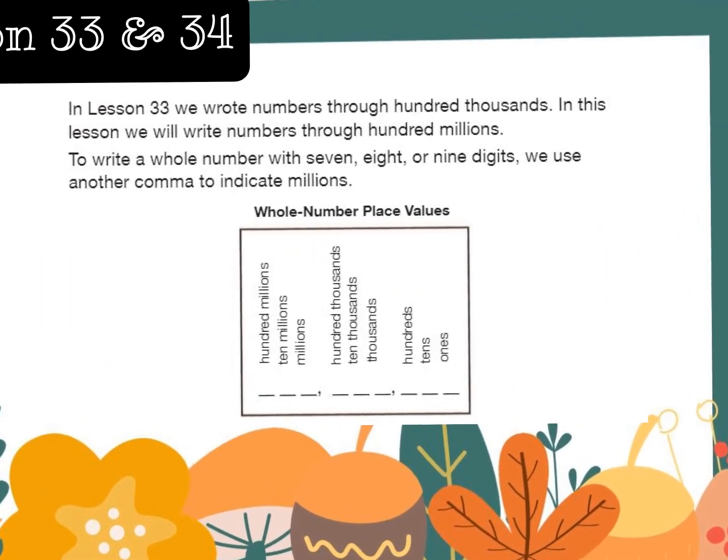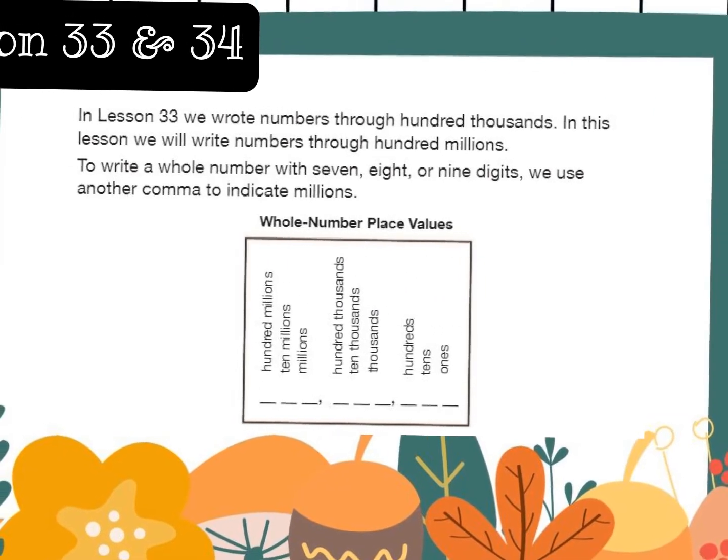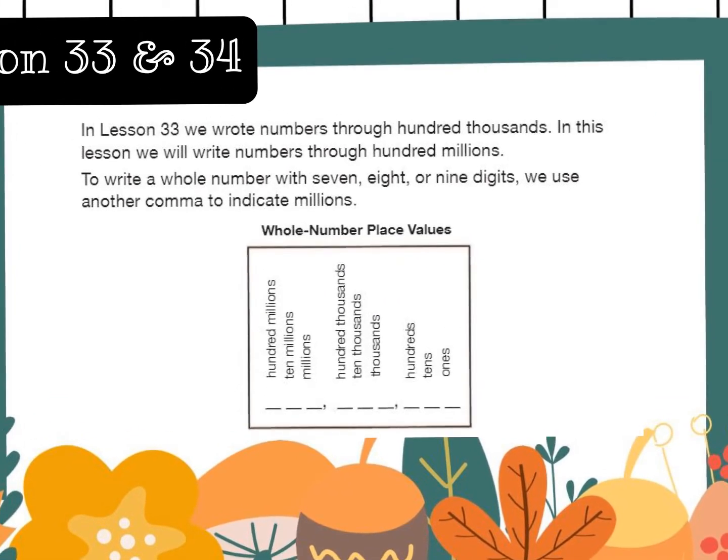So we just got done reviewing writing numbers through the 100,000s. Now we're going to write numbers through the 100 millions. To write a number through the 100 millions, you have 7, 8, or 9 digits. Okay, so we just looked at numbers that involve just these first 6 digits. Now we're going to expand it for a total of possibly 9 digits.